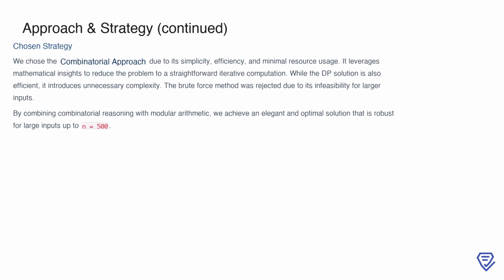Ultimately, the combinatorial approach was chosen as our solution due to its simplicity, efficiency, and minimal resource usage. It takes advantage of mathematical insights to transform the problem into a straightforward iterative computation. While the dynamic programming solution is also efficient, it adds unnecessary complexity and requires additional space. The brute force method, on the other hand, is entirely infeasible for larger inputs due to its exponential growth in computations. By leveraging combinatorial reasoning alongside modular arithmetic, we achieve an elegant solution that is not only optimal but also robust enough to handle large inputs, such as n up to 500.